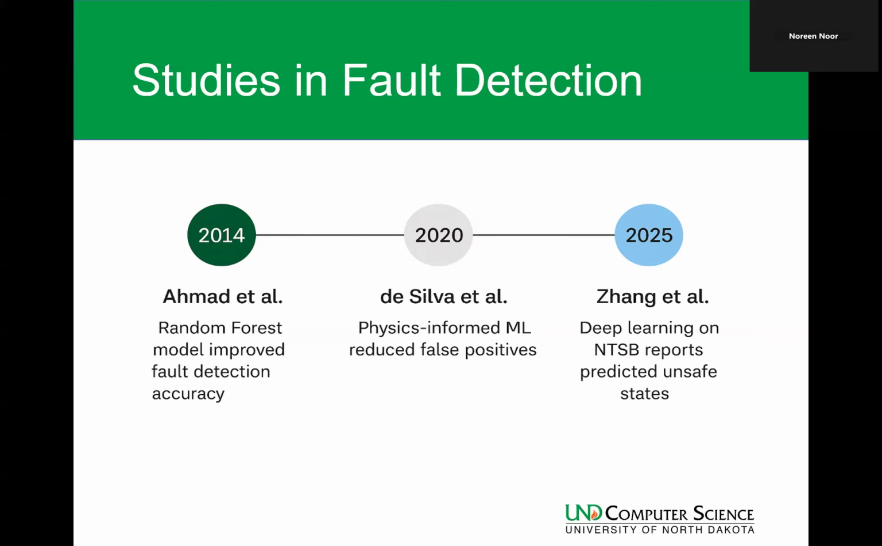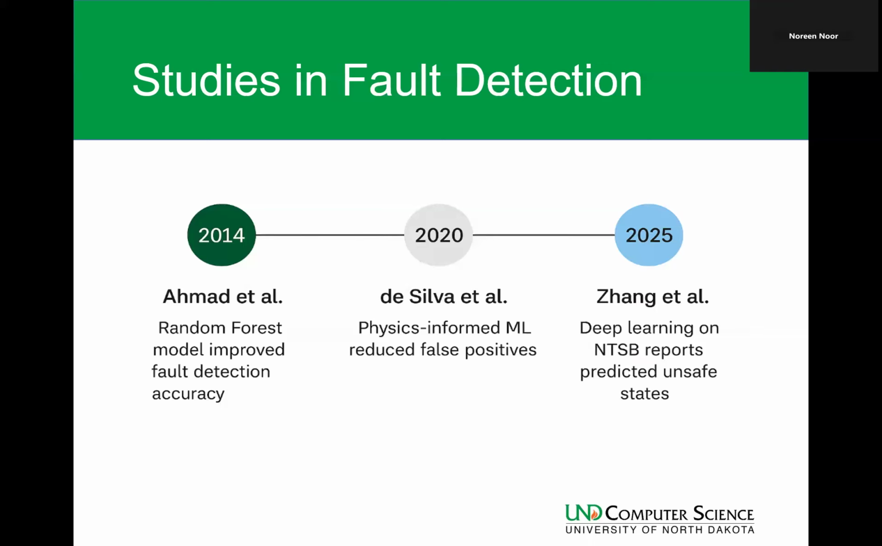Then we have another one which was published in 2020. It is actually a step further, with physics-informed machine learning models. They combine physical flight system dynamics with machine learning, which made their model more reliable and reduced false positives. So this is what they did in the 2022 paper.